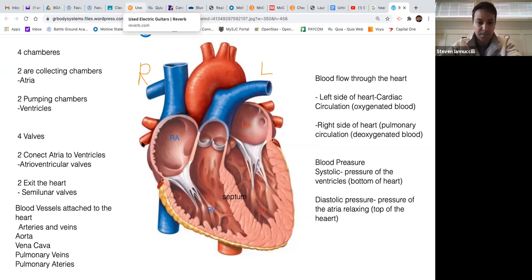Okay, so that's that. So we can check that off. Check. Check. Okay. Now let's talk about the valves.